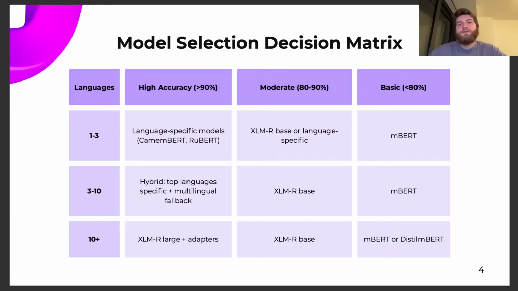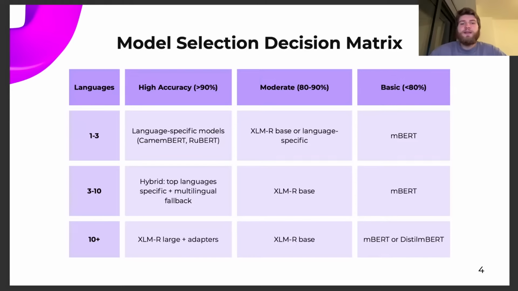Before we optimize, we need to select the right base model. This decision constrains everything that follows. Let's look at these decision metrics. On the vertical axis, we have the number of languages you need to support. On the horizontal axis, we have your accuracy requirements. For 1 to 3 languages with high accuracy requirements above 90%, language-specific models are your best bet. CamemBERT for French, RuBERT for Russian, BERT-based for English. These are trained specifically for the language and consistently outperform multilingual models by 3 to 5%.